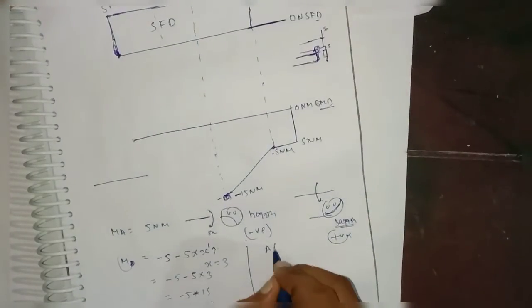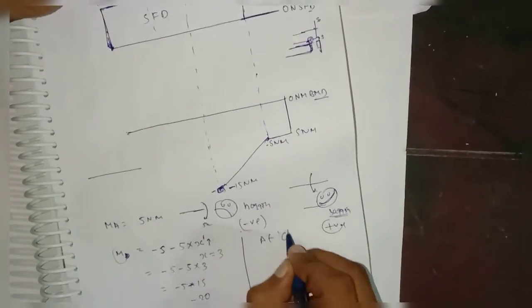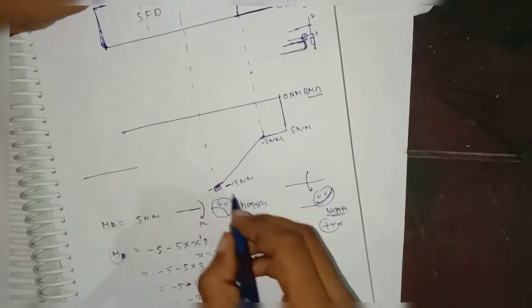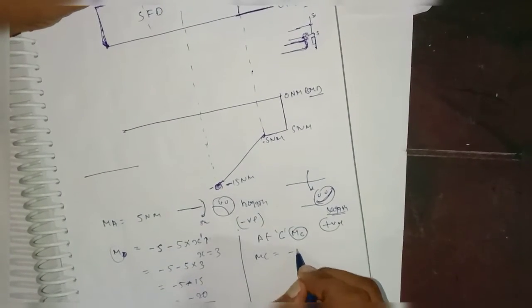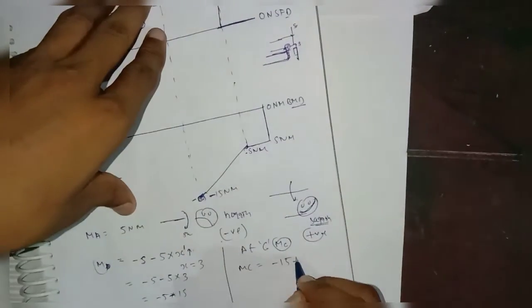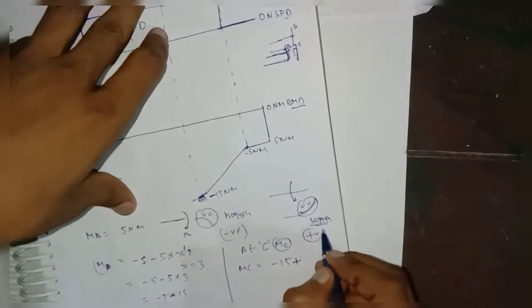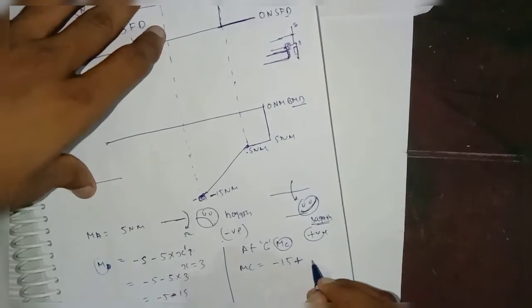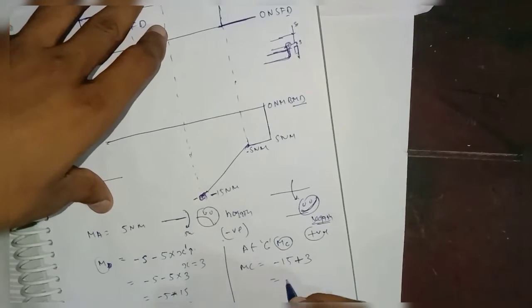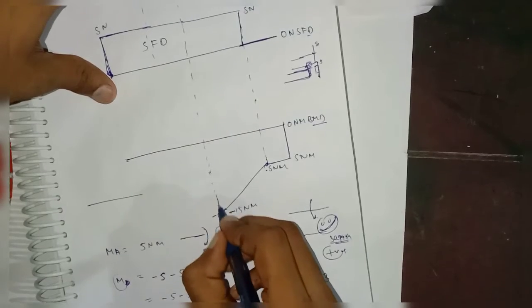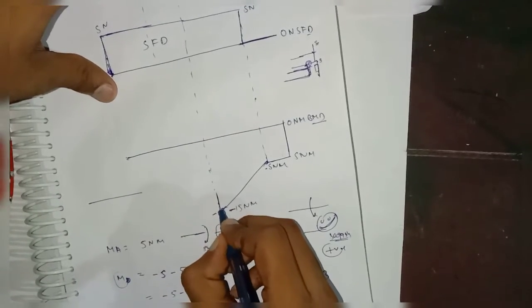So see, the moment at C, we have already got minus 15. It will be plus, because this is sagging, right? Sagging we are considering positive, so this will be plus 3, so it will decrease. How much? It will be minus 12. So it will suddenly decrease, like this.